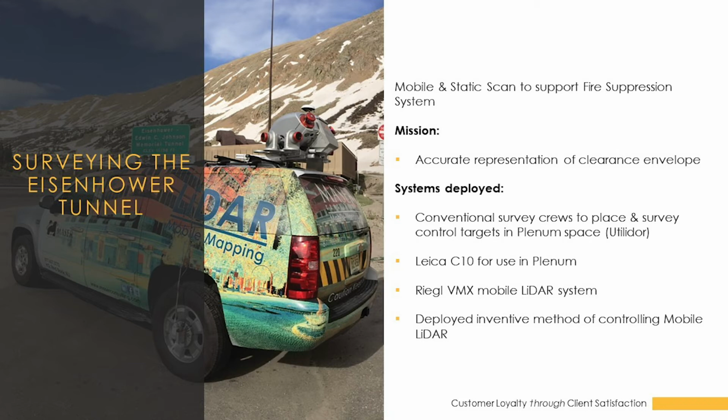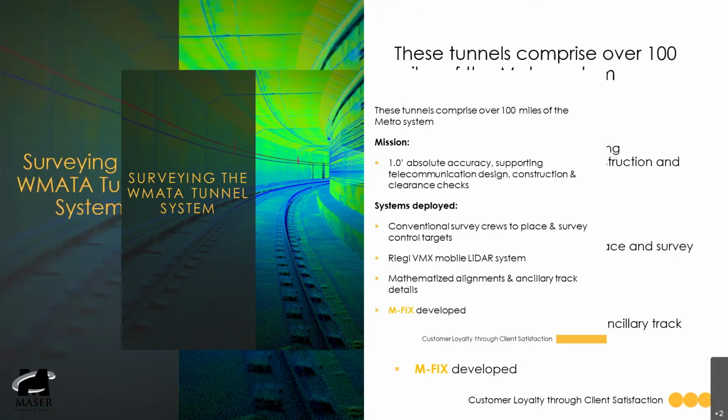And here it shows a distance measuring device, this velocity measuring device that's on the wheel of the vehicle. This would be the third project that we wanted to basically review a bit. In the metro system in Washington, there's over 100 miles of tunnels. The one we were talking about was a 26-mile stretch. The mission was that we needed to have a 1 foot absolute accuracy. So when we talk about absolute accuracy, it pertains to the project control. So it's about project control, the absolute accuracy.